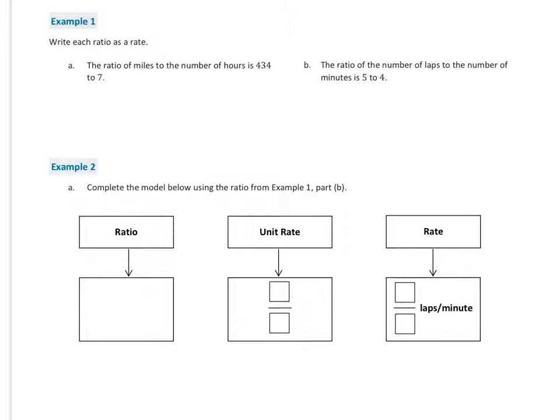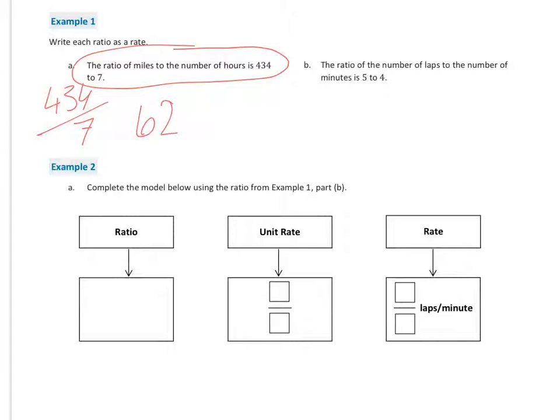All right, sixth graders, let's keep going on what we learned yesterday. So first up, the ratio of miles to the number of hours, 434 to 7. So what's the rate? Remember, for a rate, we just want to know what it is for 1 hour. So we have to do 434 over 7, which is another fancy way of saying 434 divided by 7. And that gets us to 62 miles per hour. Miles per how many hours? Just 1.